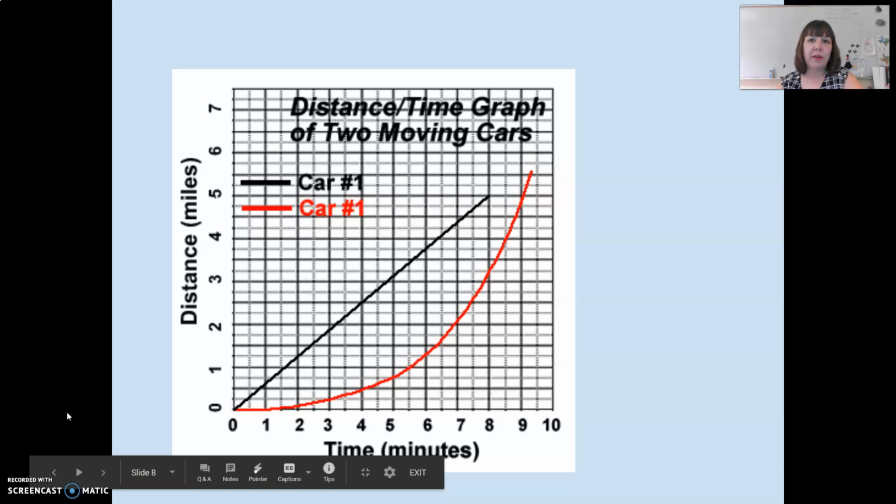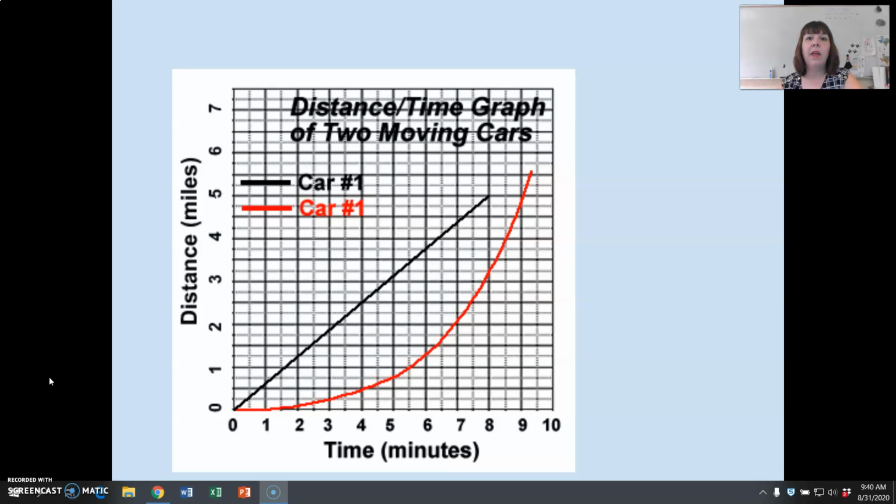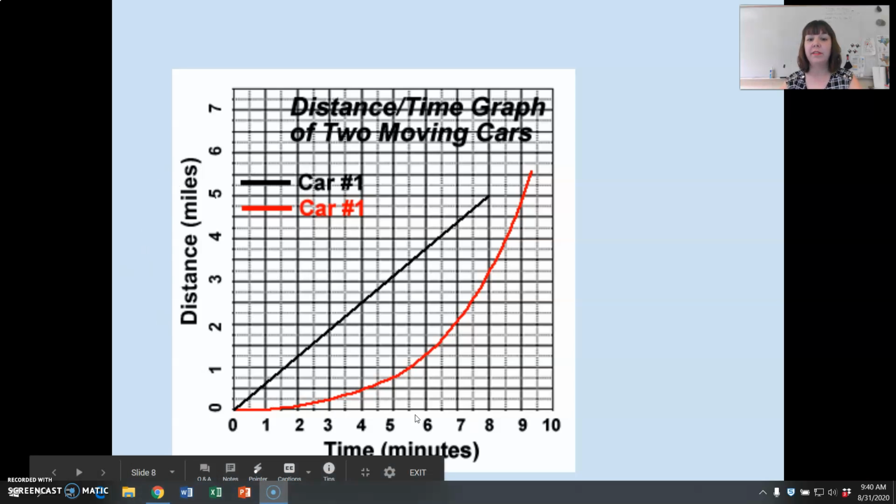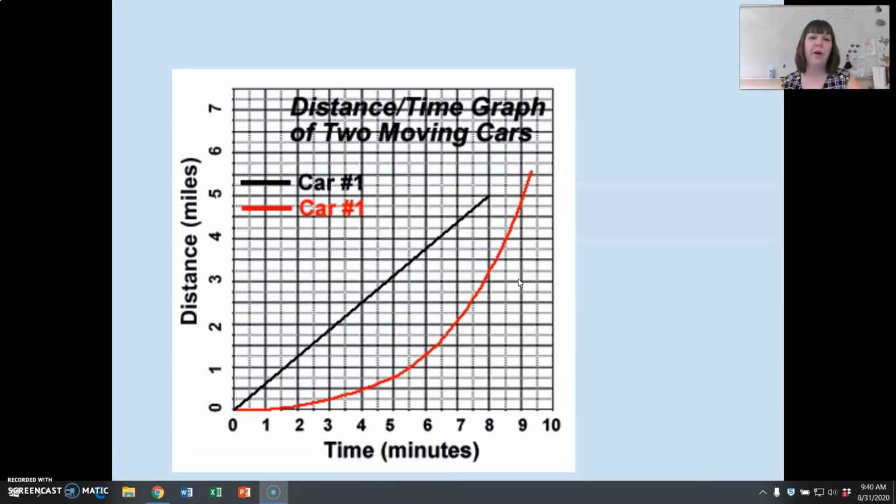Here we've got a line graph that shows two cars that are moving. So you see their distance, their position over here is changing as time goes by. Now, a couple of questions here. One, why are they both labeled car number one? But anyway, we're going to call them the red car and the black car. And two, which one of these cars won the race? Which one got to the end first?